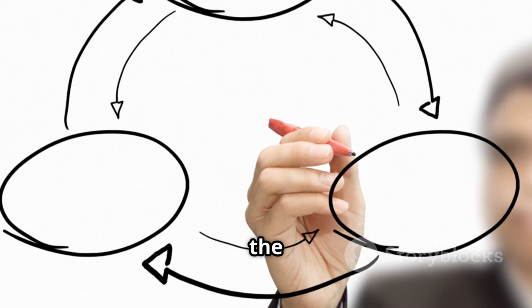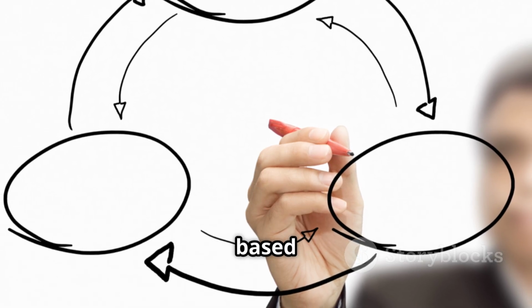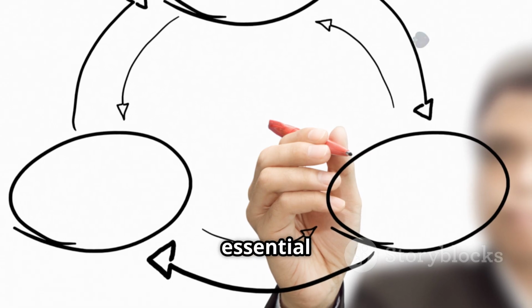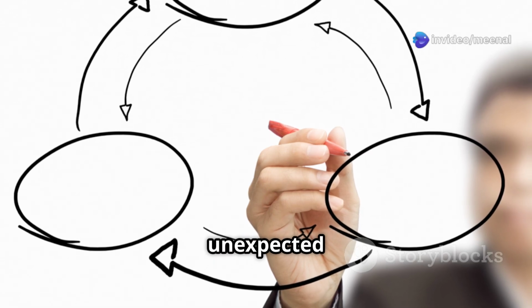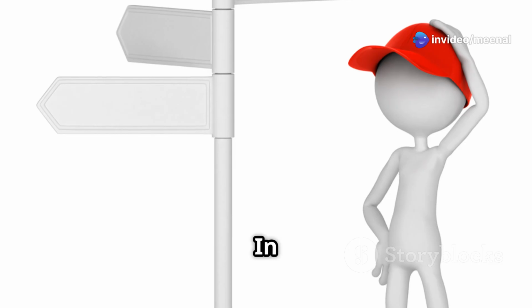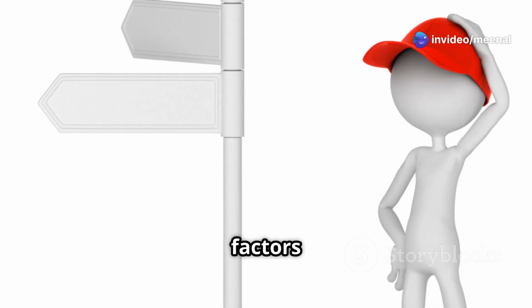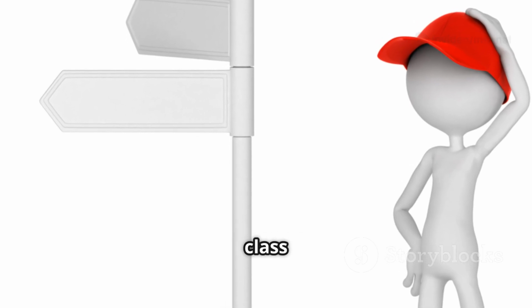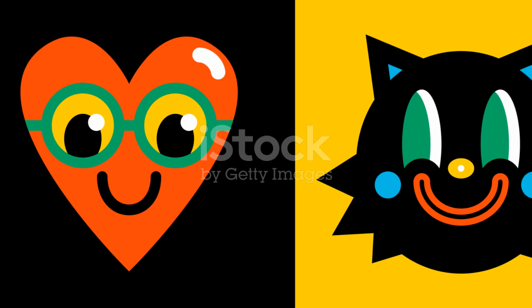Moreover, understanding the scope and lifetime of variables based on their storage classes is essential for debugging and preventing unexpected behavior in your programs. In the next section, we'll discuss some factors to consider when choosing the right storage class for your variables.